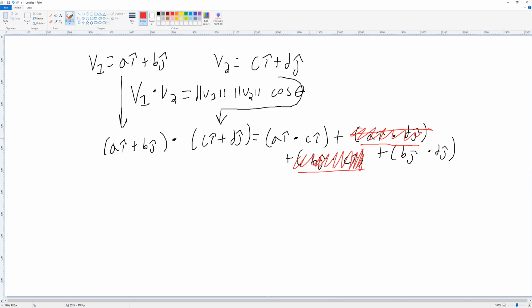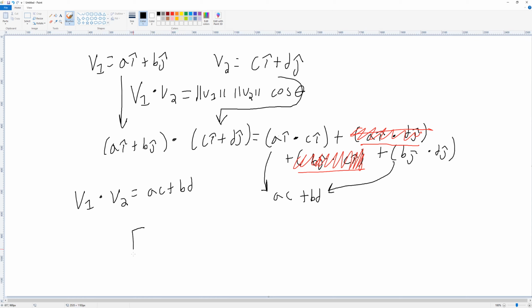So we're left with a i hat dot c i hat plus b j hat dot d j hat. And i hat and i hat, those are the same vector. They're in the same direction as each other. So this is just going to be equal to ac, and this is just going to be equal to bd. In other words, v1 dot v2 is equal to ac plus bd.